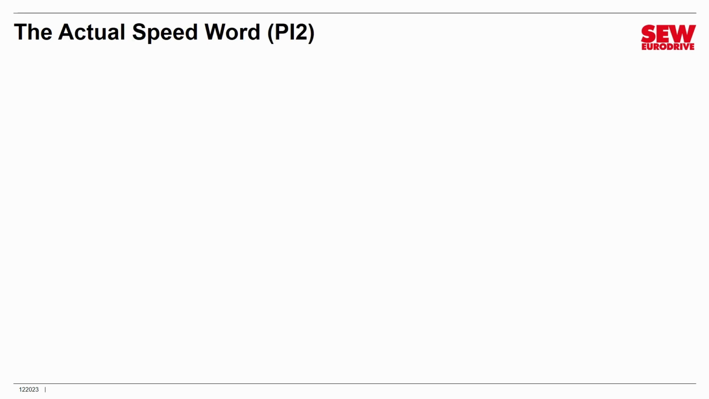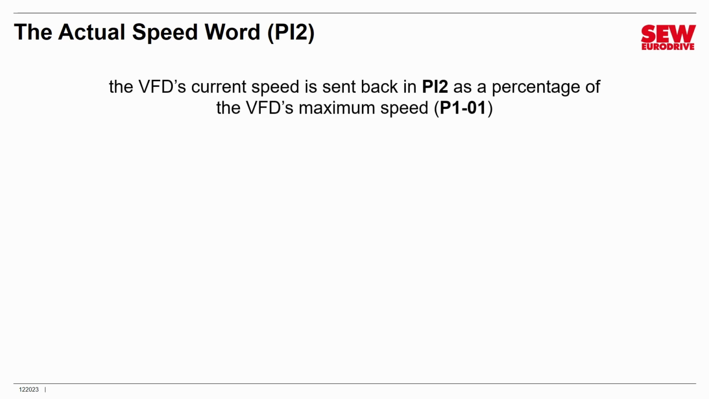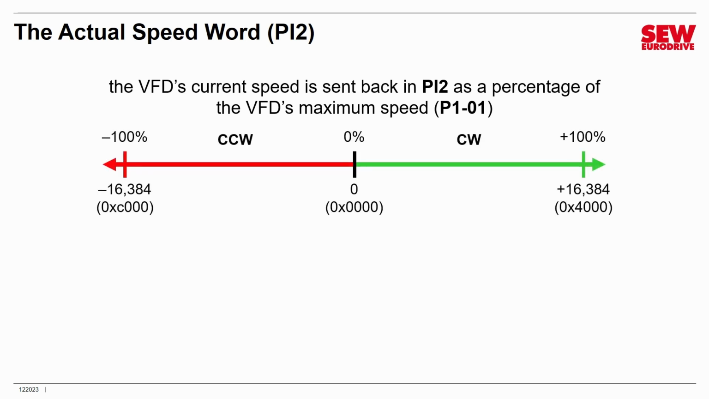Pretty straightforward. Process input word 2 will be the actual speed word, so this will change as the motor accelerates and decelerates. If it's running at a steady speed, it should match process output word 2, the speed you've requested, and it's exactly the same as process output word 2 in how it's represented. It's a percentage of the motor's maximum speed, the value in parameter 1-01. So again, same thing. It's going to express this as a number between plus and minus 16,384. And this represents a percentage between 0 and 100%, either clockwise or counterclockwise.